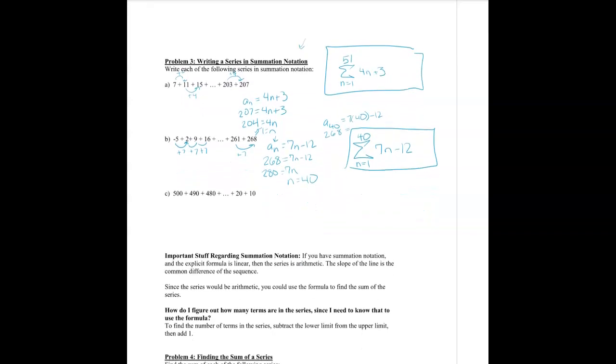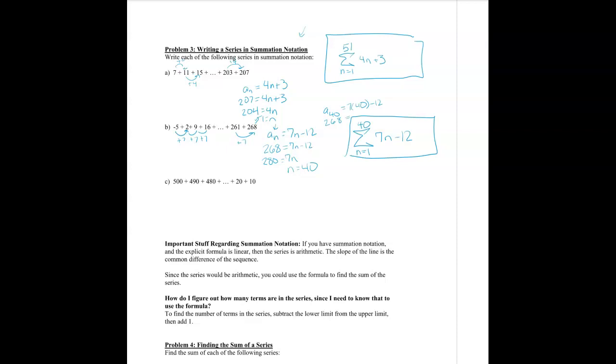Alright, last one. I've got 500, 490, 480, etc. So what am I adding over and over and over again? Well, technically I am adding -10, -10, and -10.